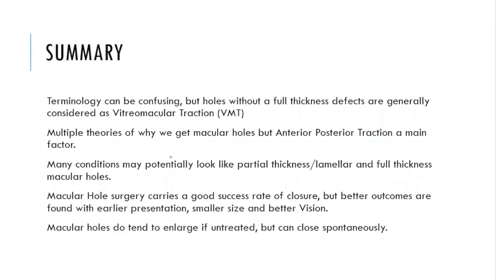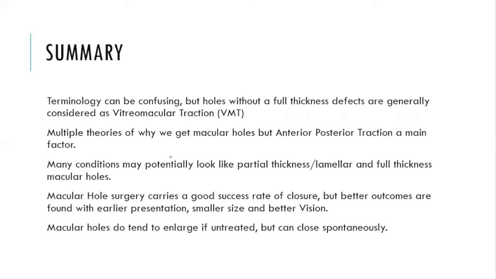So I think I'll do the summary and then we'll take some questions at the end, Jane. The message I want to get across is that terminology can be confusing, but I don't think that there are many incorrect ways. There might be different ways of describing things, but there are some key features on macular OCTs to do with full thickness macular holes. In general, though, if there isn't a full thickness defect, then we call this vitreomacular traction rather than macular hole.